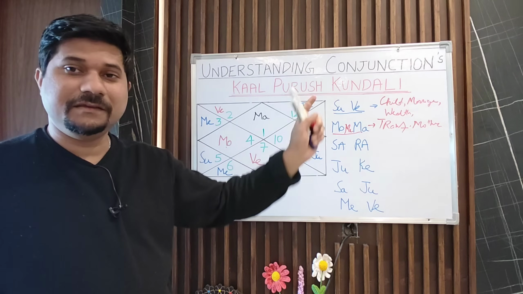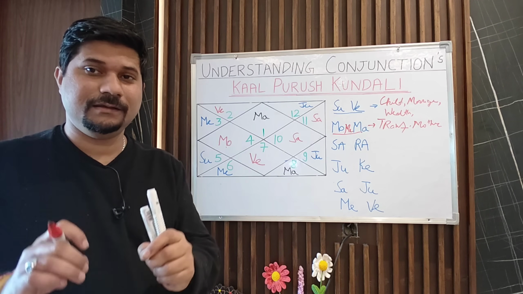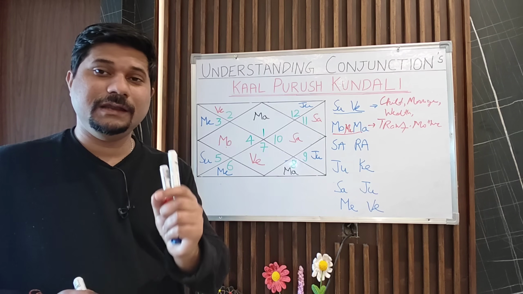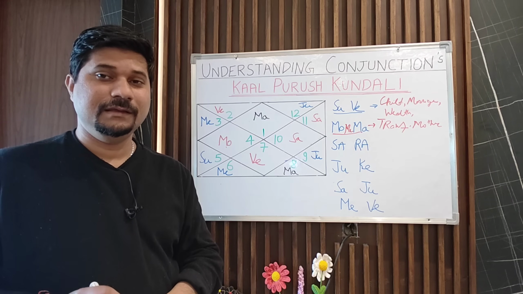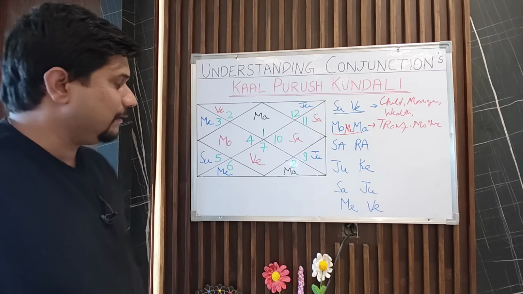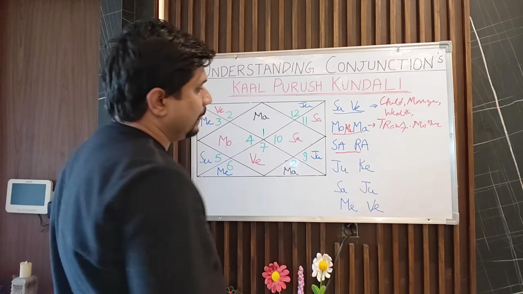Irrespective of where this conjunction is posited in the chart, I'm telling you, this is the simplest way to predict in any horoscope if there are some planetary conjunctions. And I will tell you 99% of charts have some sort of planetary conjunction in their horoscope. Take the next example, Saturn and Rahu. It's a special case.